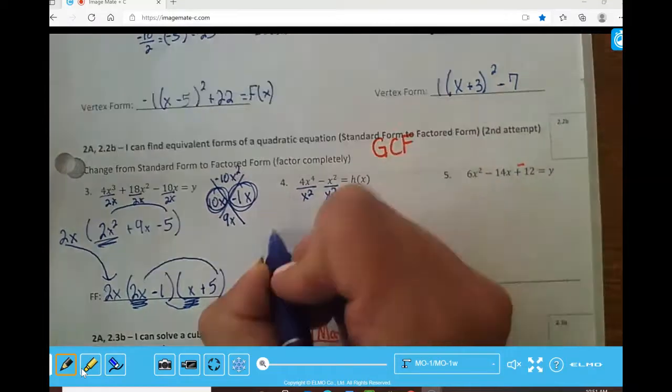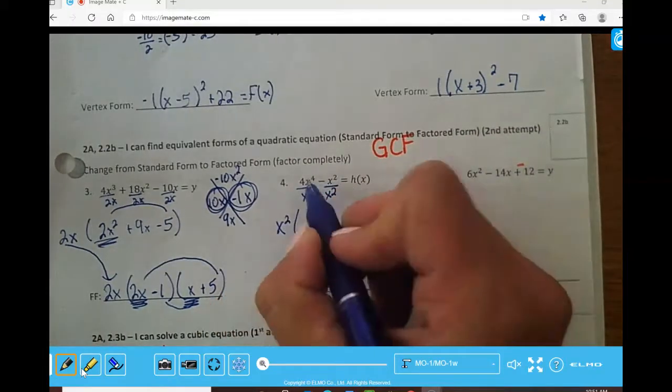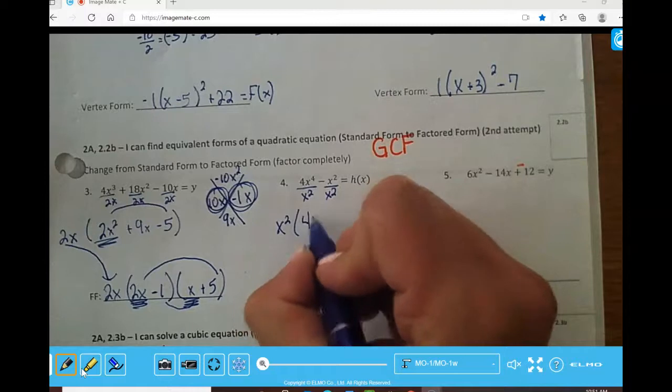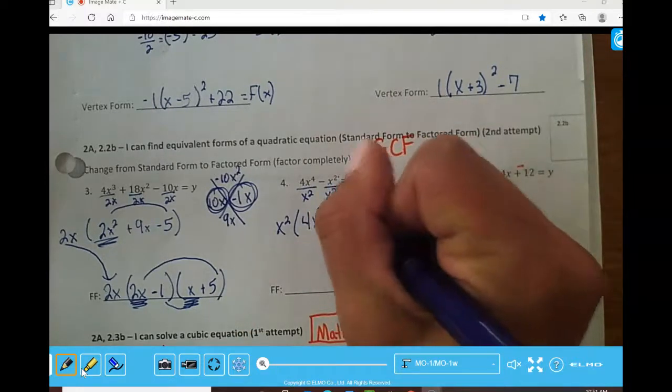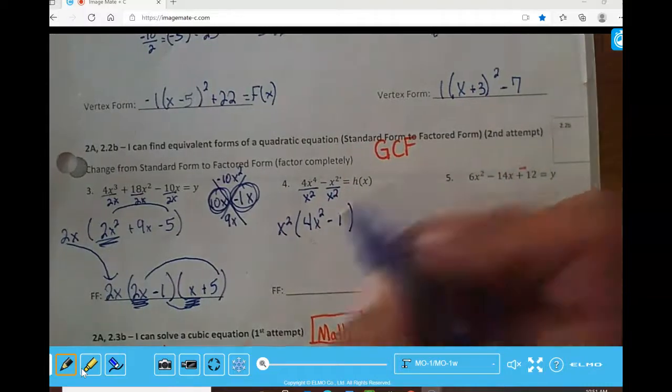So I'm going to write that there. Here's the x squared. So when you take the x squared from here, you're still left with 4x squared. And when you have something and you divide it by itself, it is worth 1. There is something there. It's not 0.